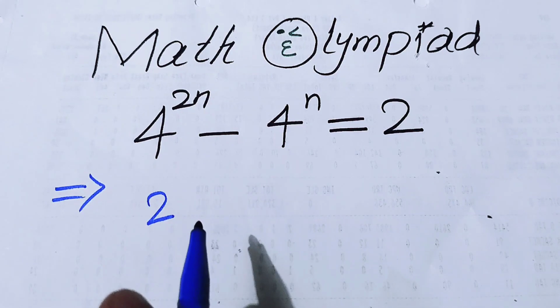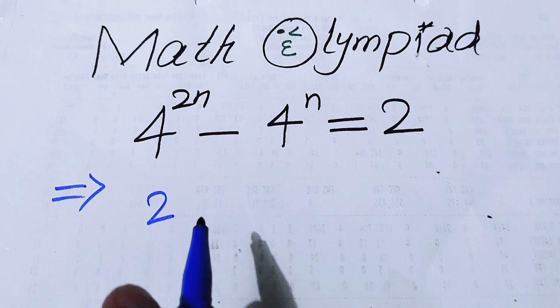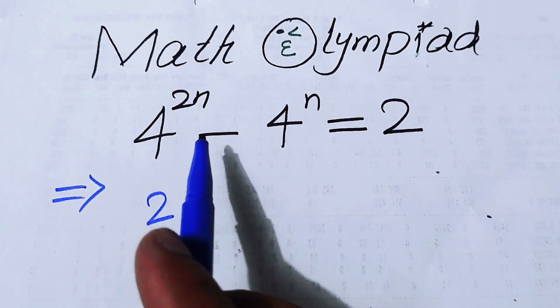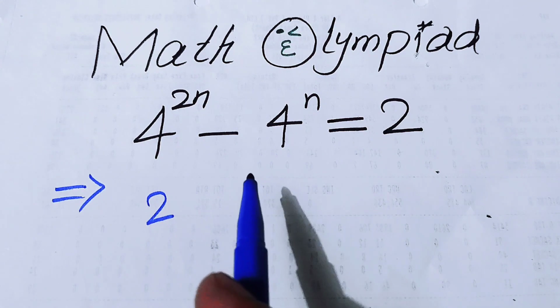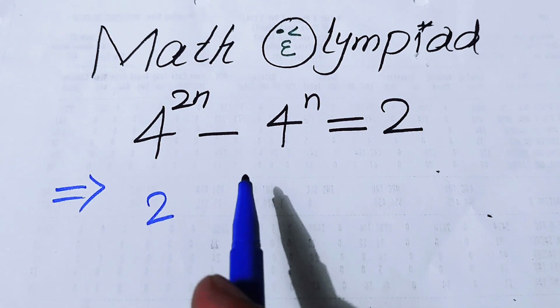In this video we are going to solve this nice algebra problem, and here we have 4 to the power of 2n minus 4 to the power of n is equal to 2, and we will solve this problem for the real value of n.